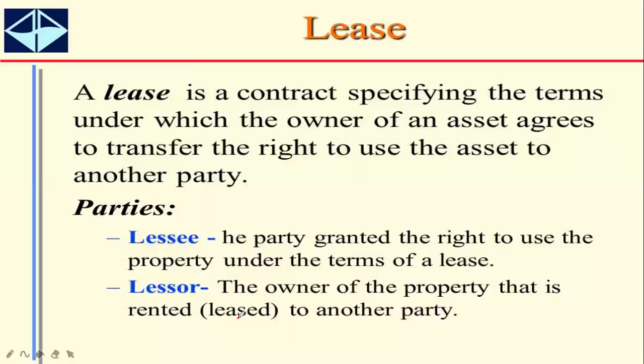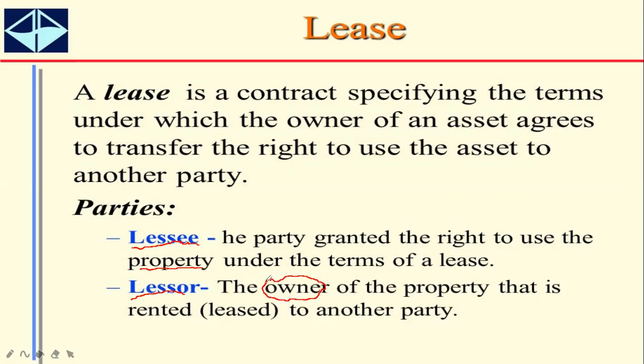So what is lease? Again, there are two parties. Here I am telling you what the parties are. One is lessee, another one is lessor. The lessee is the person who does not have the property, and is taking it from another person, and the lessor is the owner. So you can remember: lessor is the owner.